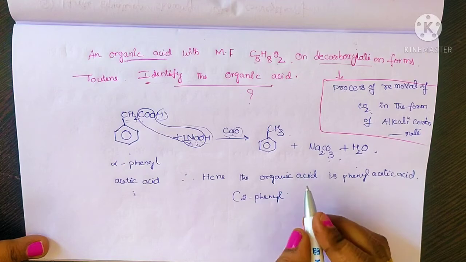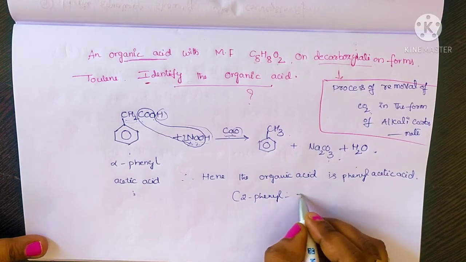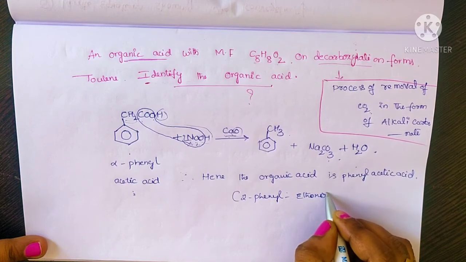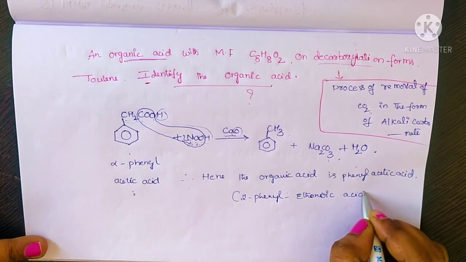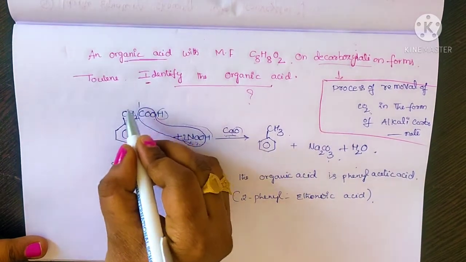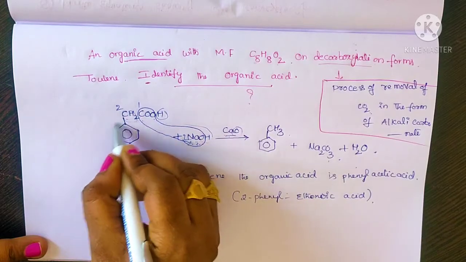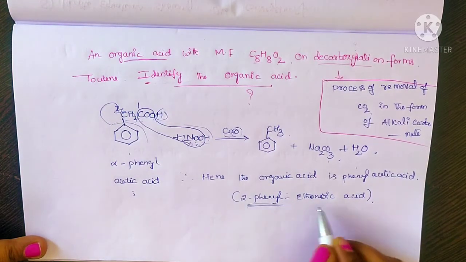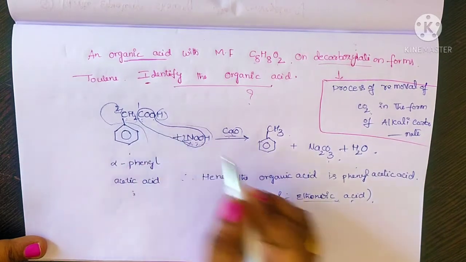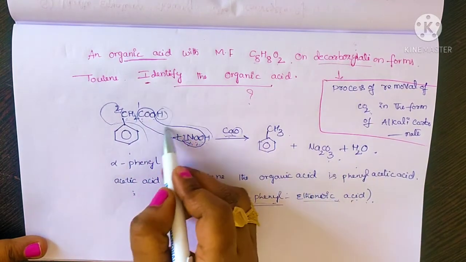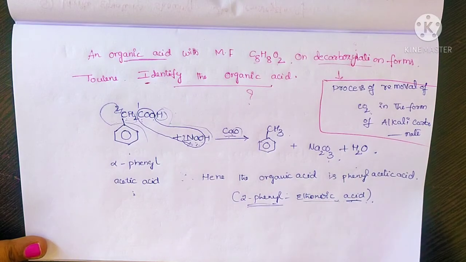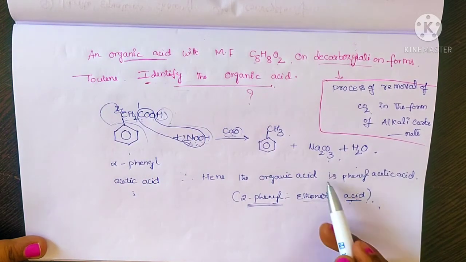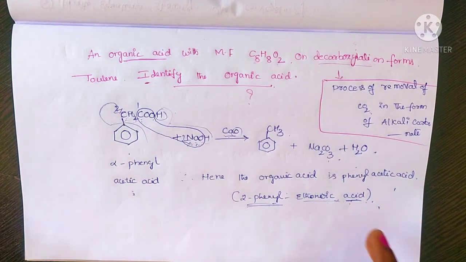Alpha phenyl acetic acid is also called 2-phenyl ethanoic acid, because in acetic acid one hydrogen is replaced with a phenyl group. So the second carbon atom carries the phenyl ring, or benzene. So 2-phenyl ethanoic acid. Okay students, the organic acid is 2-phenyl ethanoic acid.